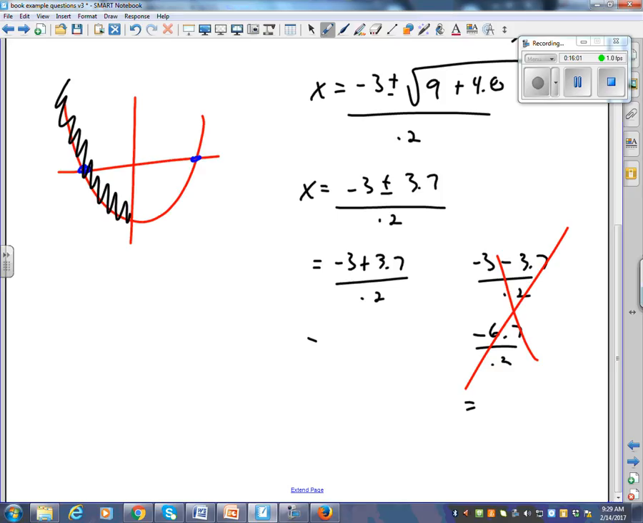So our answer here is minus 3 plus 3.7, so that's going to be 0.7 all over 0.2, which is only 3.5 seconds. This number over here, by the way, is actually minus 33.5 seconds, but it has no value, no bearing in the real world here. Okay, does that make sense? So just a quick review there on quadratic formula.